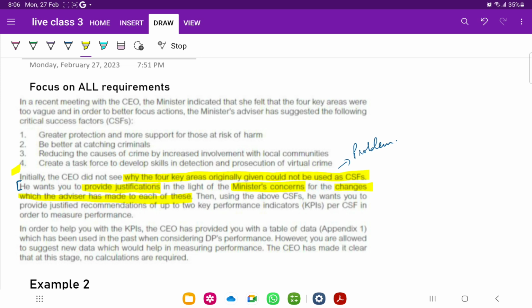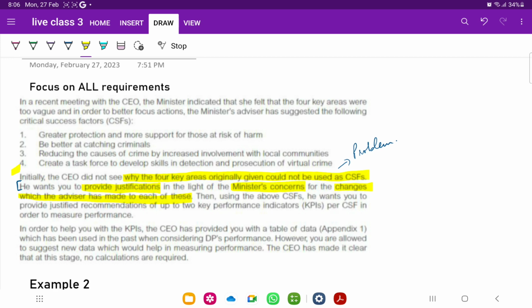Now, what do you mean by justification? It means that if something has been changed, you have to identify that change, and you have to comment on that, whether that change is in the right direction or whether the change is wrong, whether the change is not justifiable. And if something has not been changed, you have to clearly mention that nothing has been changed. It's almost the same as the previous CSF was. So this is basically what you have to do.